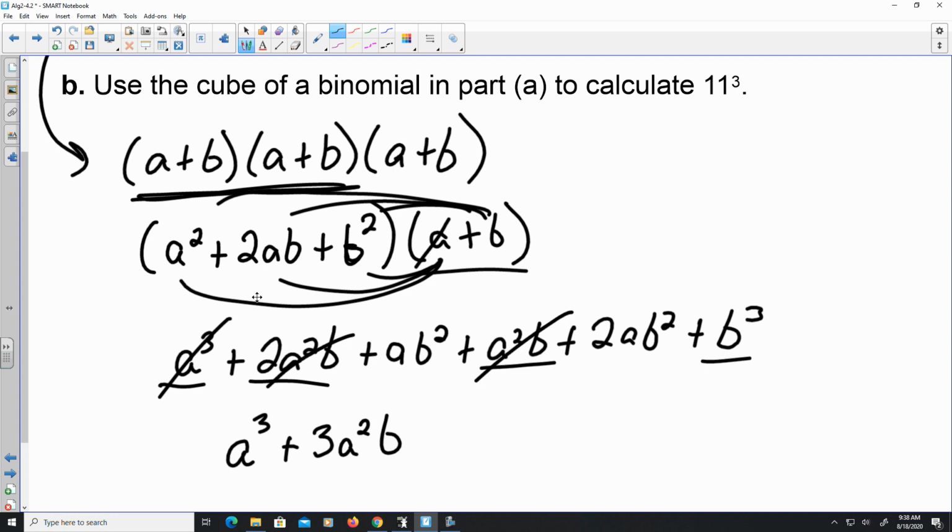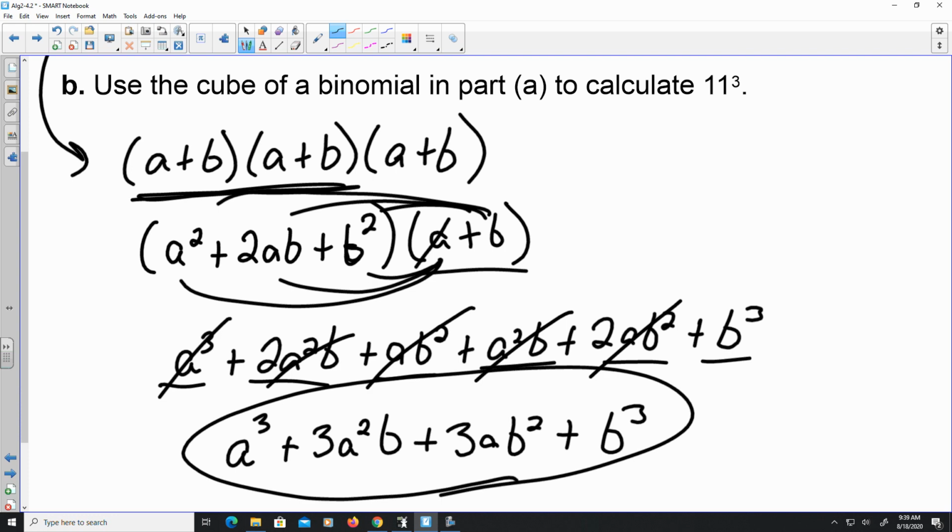Cross those out. Next I have something with a to the first here, but they're also like terms because they're also b squared. They have the same letters raised to the same power. Add those together, it's plus 3ab squared. Cross those out, and all I have left is b cubed, and that is my multiplied binomial when you expand it. And if you check the core concepts formulas, it's the same thing.